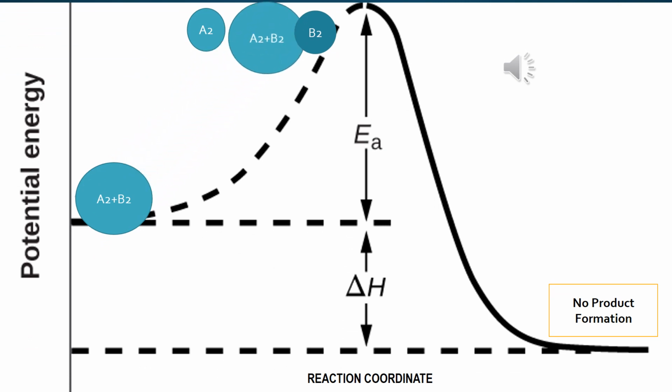Now in this slide, the orientation of the molecules is being highlighted through the energy profile diagram. As I explained earlier, A2 and B2 approach in a very improper way and therefore they are unable to reach the peak of the energy profile diagram. So again they roll back down as the reactant, and there is no product formation in this case.